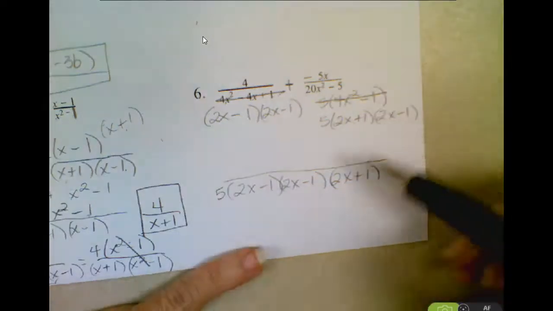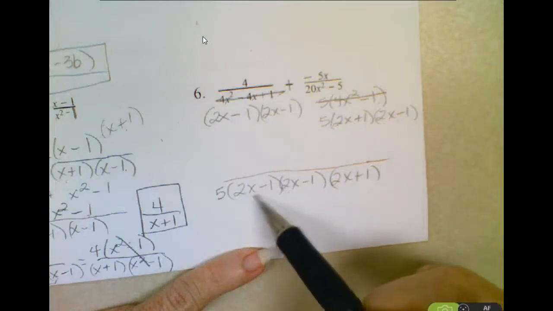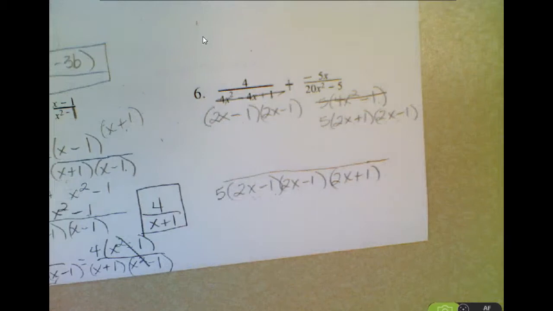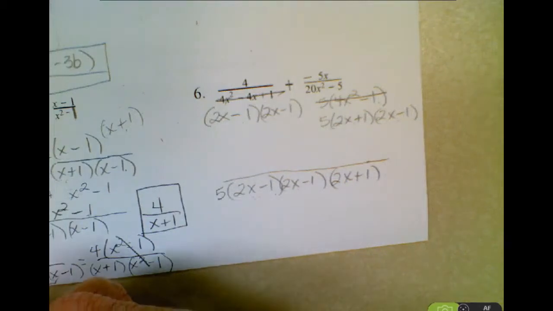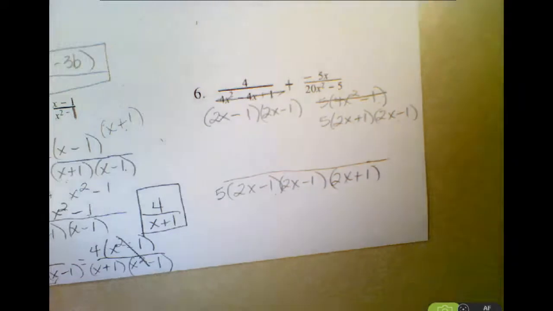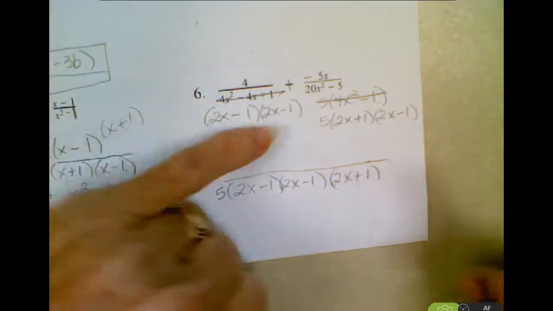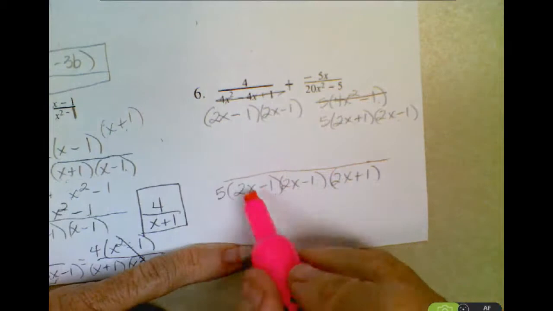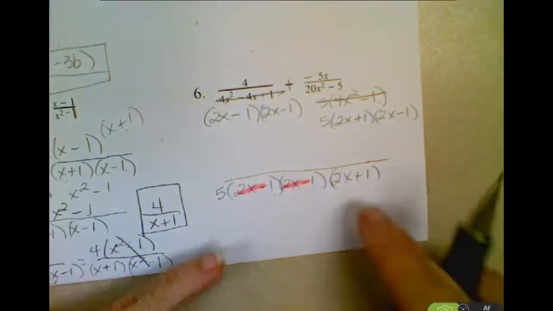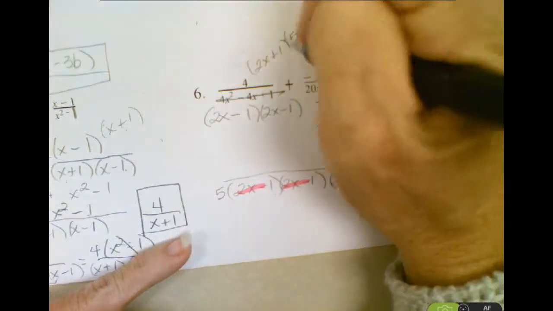So on this side, I have my two sets of 2x minus 1, but I'm missing the 5 and the 2x plus 1. Sometimes on these, until you get used to doing them, it might be easy to highlight. So on this side, you've got a 2x and a 1. You've got this one and this one. So you're missing the other two. You're missing the 2x plus 1, and you're missing the 5.